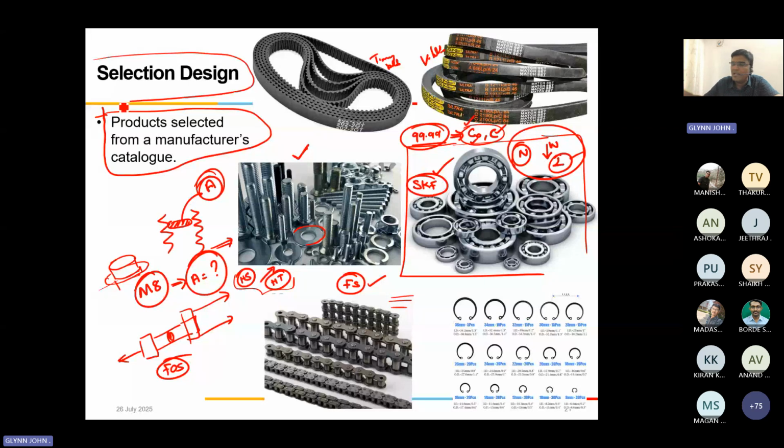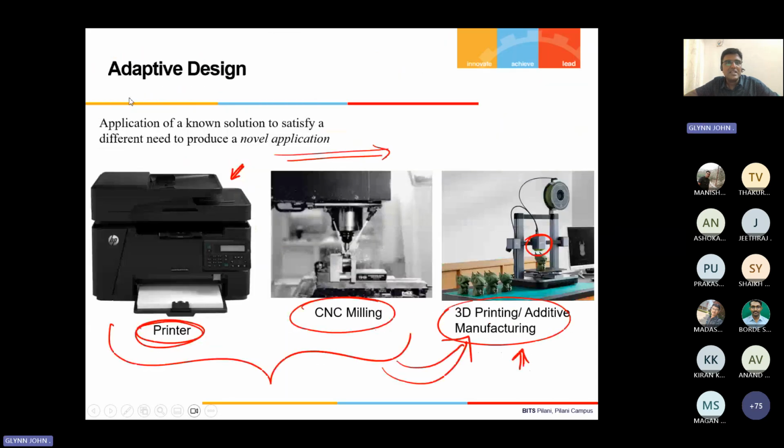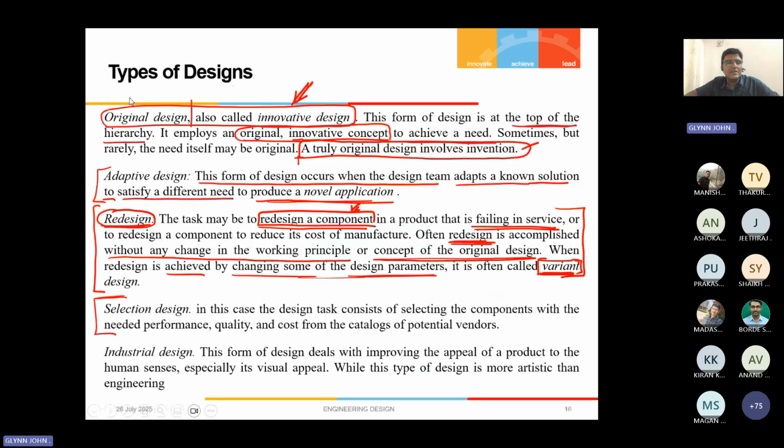Now, you don't want to manufacture a belt or a chain because that requires a very large manufacturing facility. Again, quality control will be very difficult. So you have to simply purchase it and use it, right? But you have to perform calculations. So that is selection design, right?